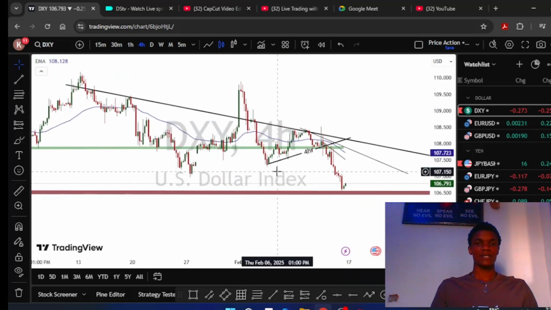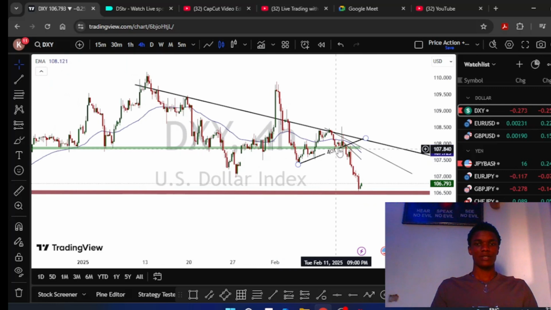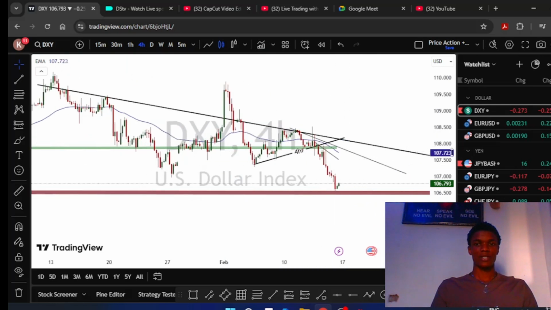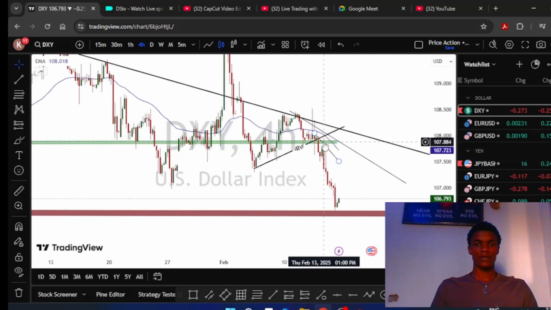So guys, we could see the change of the trend line. We could see the change of trend line over here. Market broke it. The trend line changed instantly. We could see the continuation of the dollar being weak.